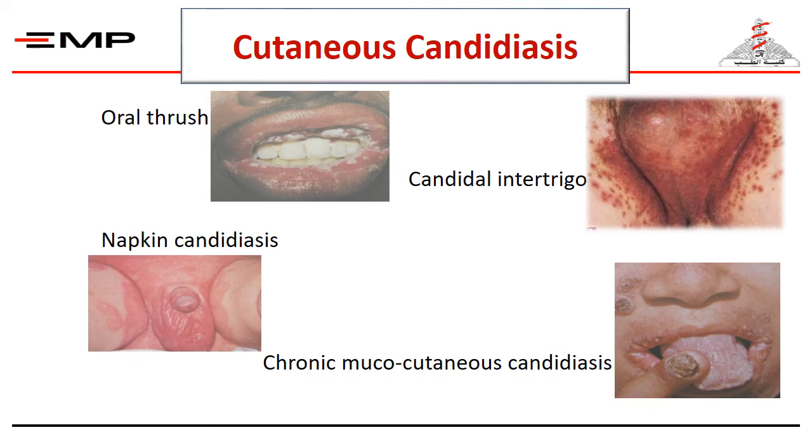The last type, which is rare, is what's called chronic mucocutaneous candidiasis. It is a rare condition which is due to a state of immune deficiency against candidal organisms. It is characterized by chronic paronychia, oral candidiasis, and hyperkeratotic lesions on the hands and feet with subungual hyperkeratosis.